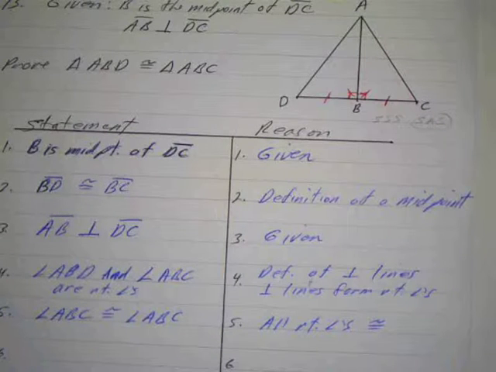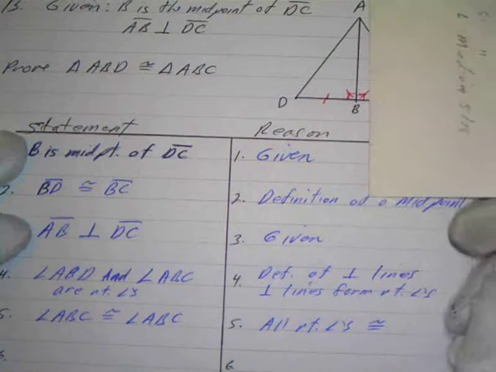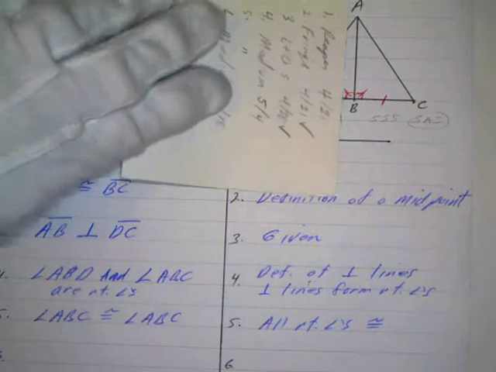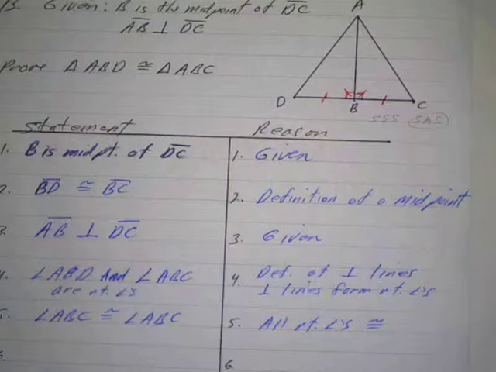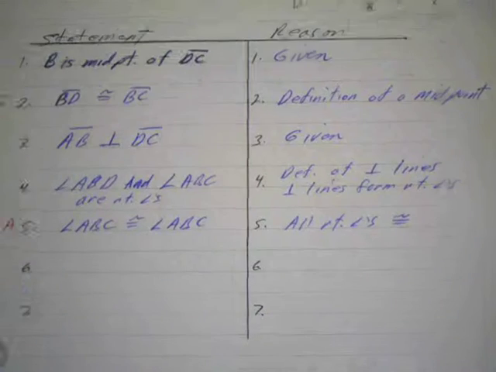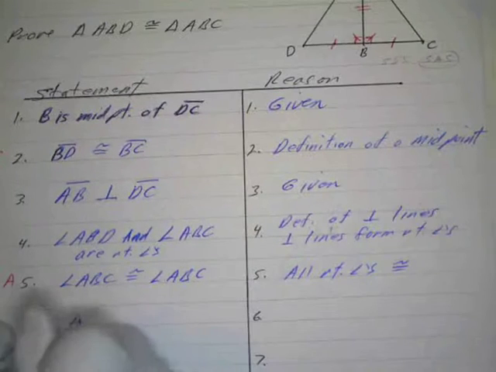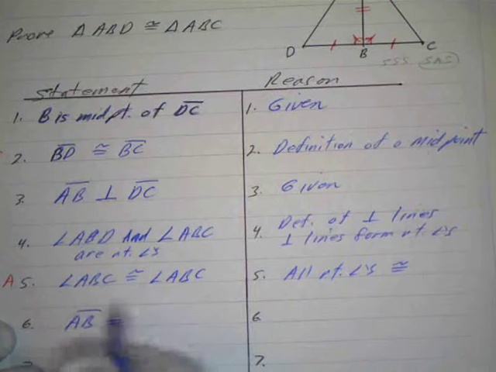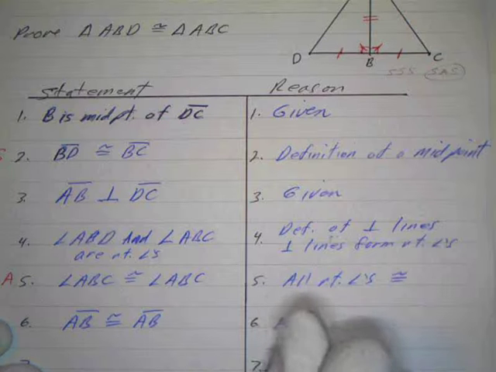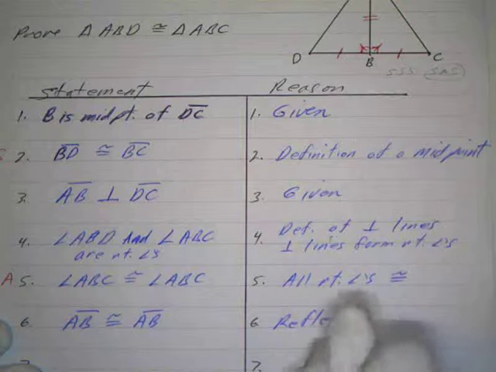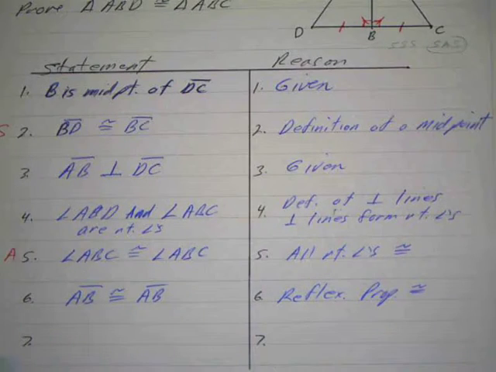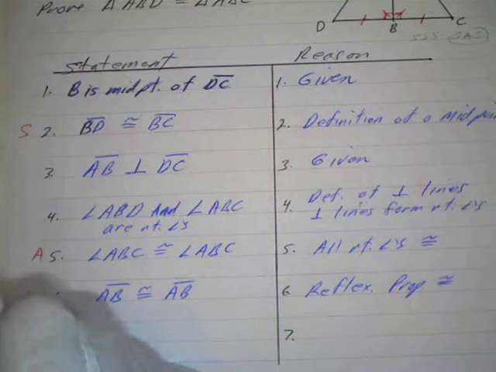And again, if I look at these triangles, what do I notice? They have a common side. AB is in triangle ABD, and AB is also in triangle ABC. So since it's a common side, I can use the reflexive property and put 2 marks there because it's congruent to itself. And say that AB is congruent to AB. And our old friend, the reflexive property of congruence. And that's going to give me the third part I need, which is another side.